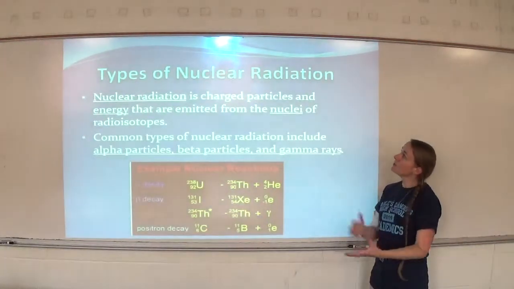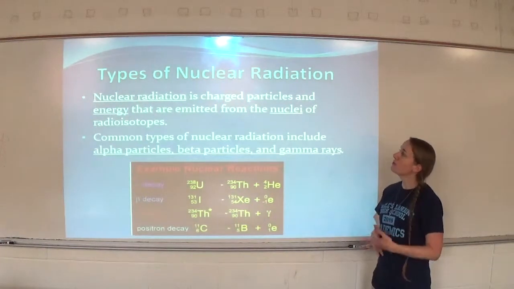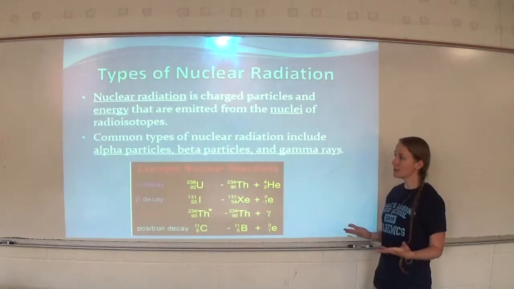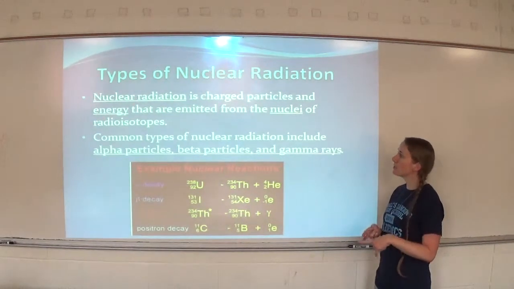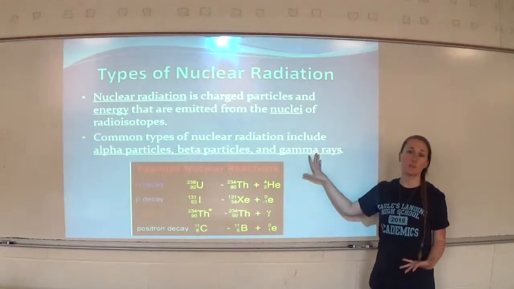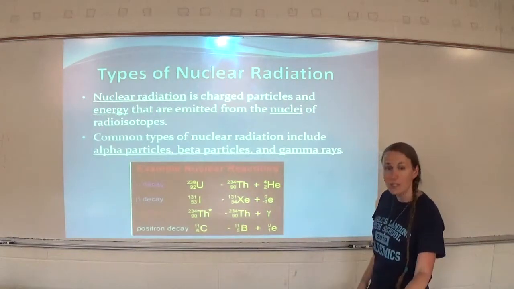So, types of nuclear radiation. Nuclear radiation is charged particles and energy that are emitted from the nuclei of radioisotopes. Common types of nuclear radiation include alpha particles, beta particles, and gamma rays. There are other ones besides this. These are just the three that we'll talk about in here. So, let's talk about them.